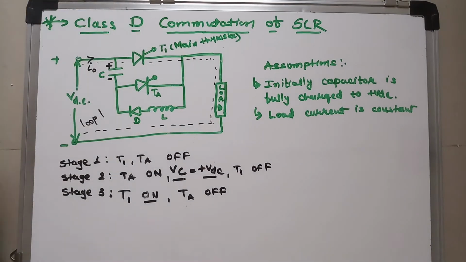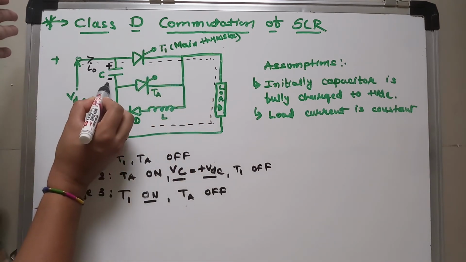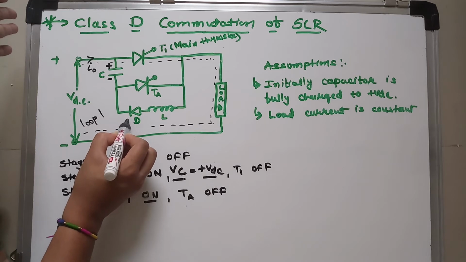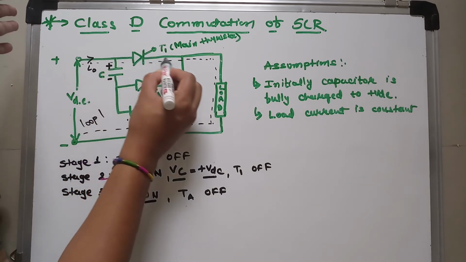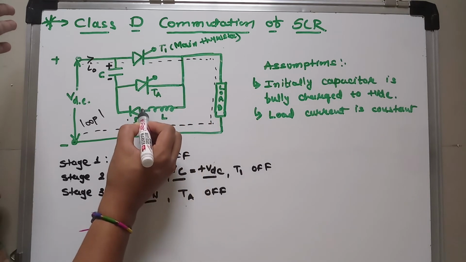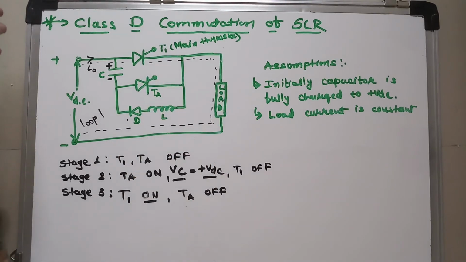And the other loop is this: the negative gets to the cathode of the diode, and since T1 is already on, the positive gets to the anode of the diode. So now the diode is reverse biased, and that is the other loop. I will show you by the blue line.